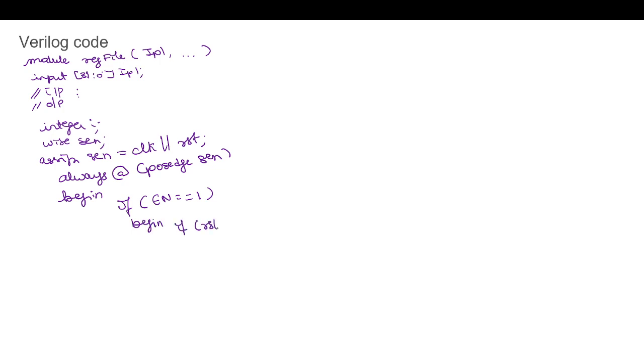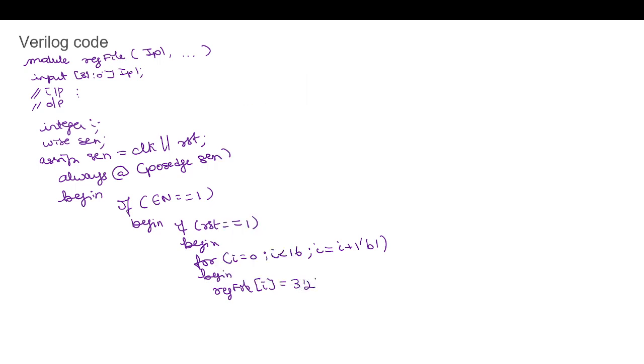And if it is reset, we have to reset all the 16 32-bit registers. So begin. Now we will use a for loop. For i is equal to 0, i less than 16, i plus plus, the equivalent being i is equal to i plus 1. This one will be 1'b1. Begin, this register file of i will be initialized to 0. End.